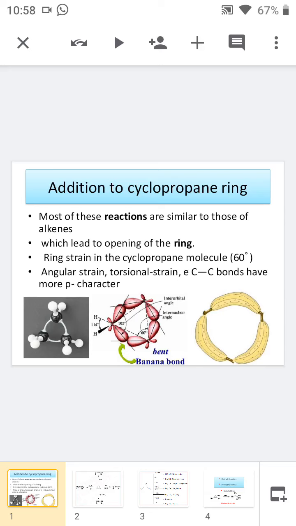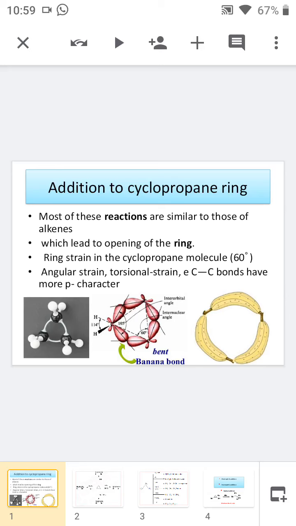Hello everybody. Today we will discuss the addition reactions of the cyclopropane ring. Most of the reactions of the cyclopropane ring are very similar to those of alkenes, and in most of these reactions the cyclopropane ring will open. And we know the Baeyer strain theory.